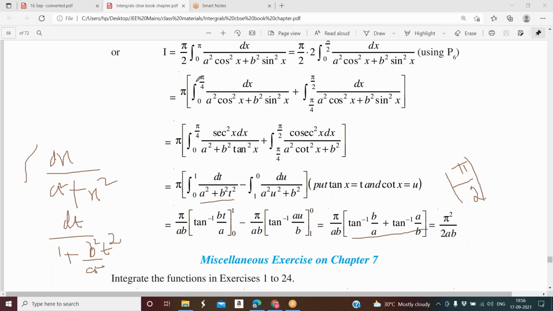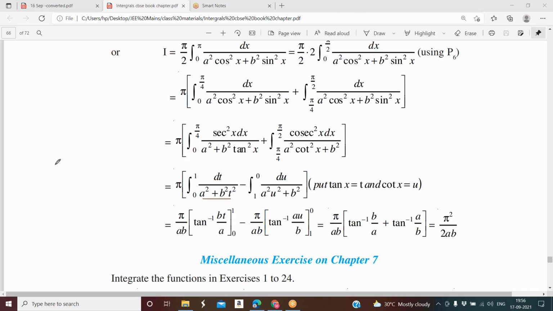No, you need not divide. You can write it directly because we have a square plus b square t square. So tan inverse x by a; in the place of x, we have bt. So bt by a, and here tan inverse au by b. No need to take the constants outside here. We can write it directly. Repeat the limits 0 to 1 and here 1 to 0. If you want to change the limits, you can change them from 1 to 0 into 0 to 1, then you have to add a minus, so it becomes plus here. Otherwise, you can do it directly from 1 to 0. Substitute the limits. This value is pi by 2. So you'll get pi square by 2.